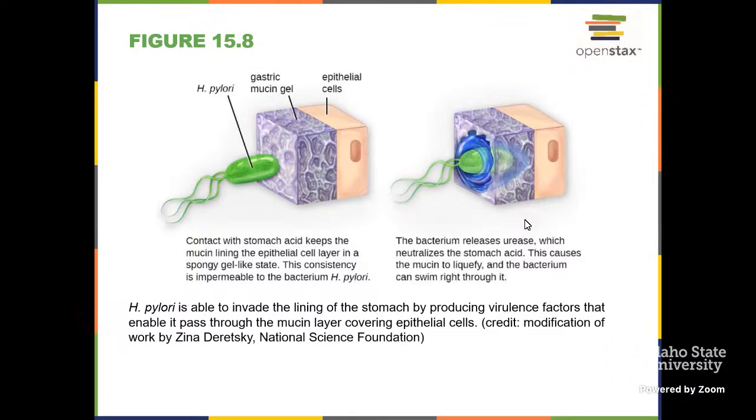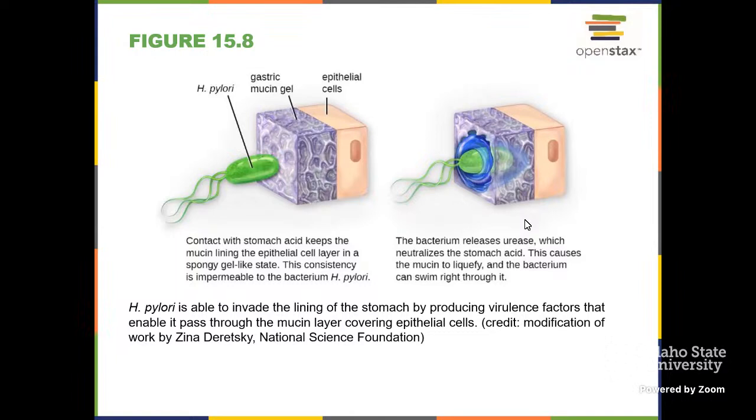So we're looking at just a chunk of your stomach. Here are some epithelial cells that form your stomach, and it's lined with a boatload of mucus that helps keep the stomach acid from coming in contact with these epithelial cells. It provides a barrier. So this mucin gel is a very thick mucus layer that helps keep our stomach functioning properly.